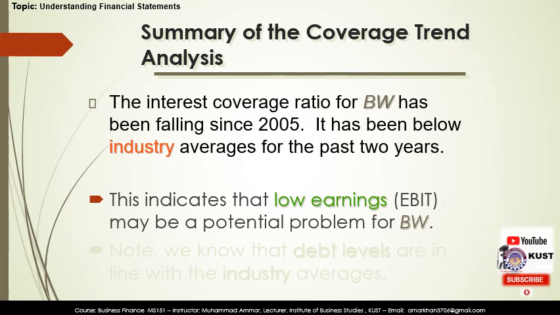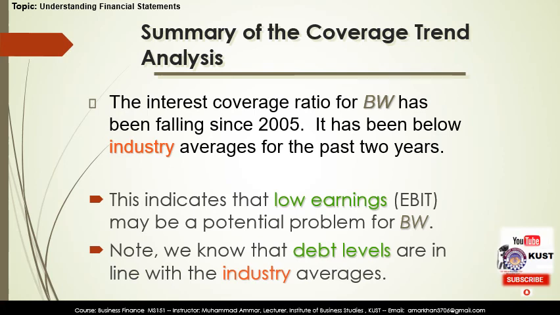Yes, and you can also see that due to these ratios we get the benefit, or we can say the internal user also gets the benefit. We can focus that low earnings, EBIT, may be a potential problem for Basket Wonder, by applying or seeing the ratio. Through this ratio, through this analysis, they find their problem, right? Note, we know that debt levels are in line with the industry averages.